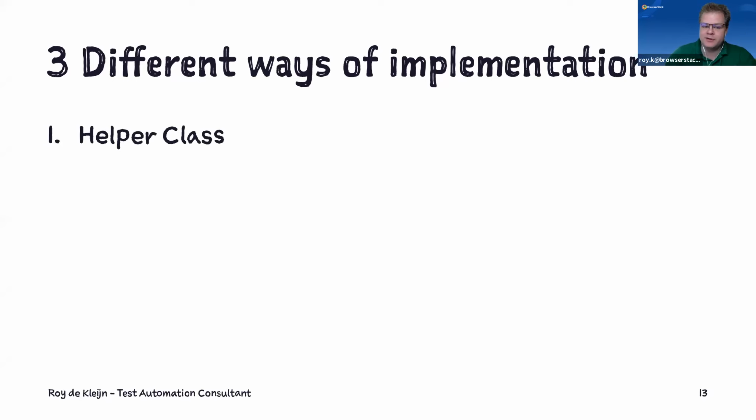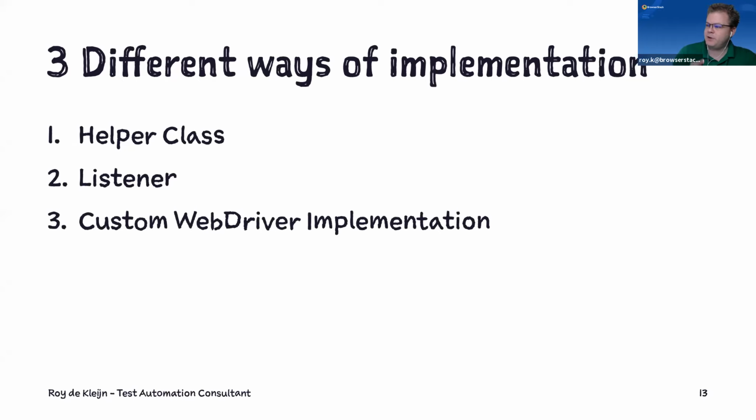So number 1, that's what I quite often see in projects, is that they implement a kind of helper class, and they can just call this helper class with helper methods to do the waiting for you. That's one way to do it. Number 2 is implement a listener. I will explain that briefly to you in the next coming minutes. And number 3 is custom WebDriver implementation. You can basically customize the existing WebDriver implementation and enrich the functionality with waiting methods. So I will show each one of them to you.